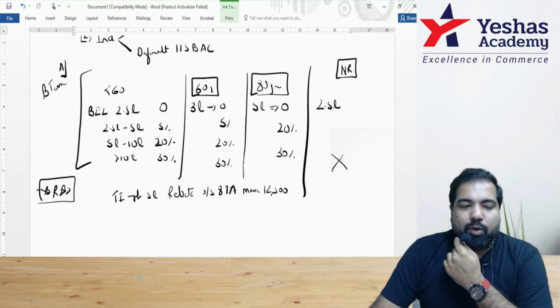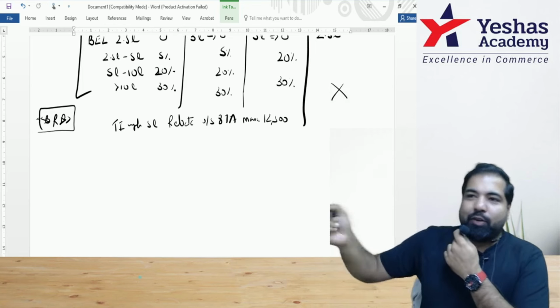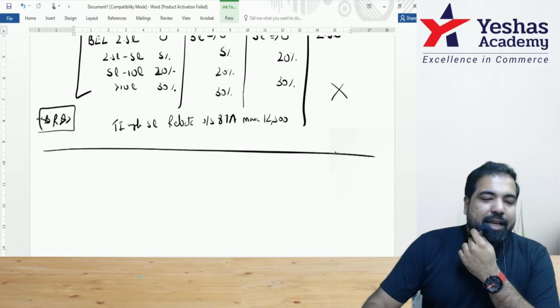But non-residents will not get any rebate, guys. Today's election results, they did not vote. If they don't vote, we don't need to please them, guys. Next is a surcharge, guys.